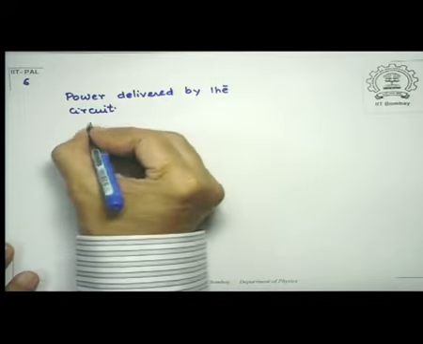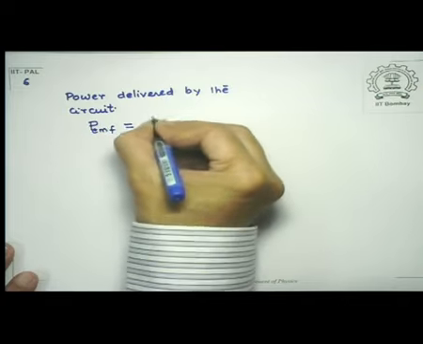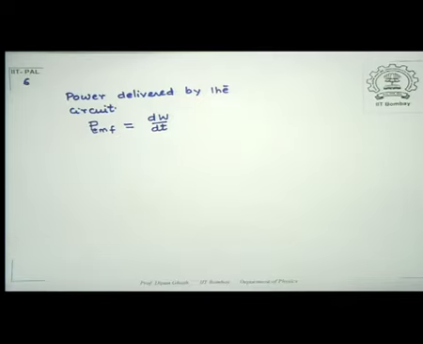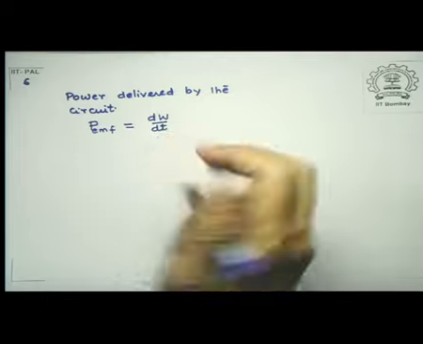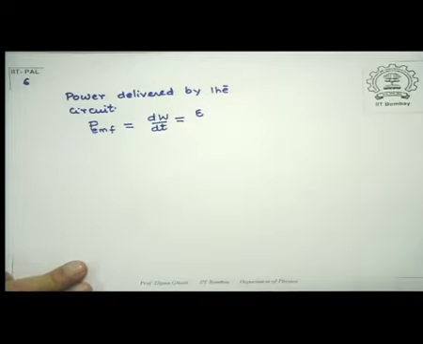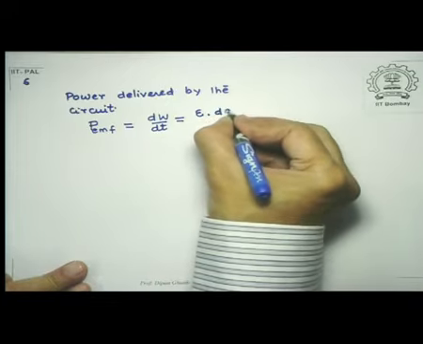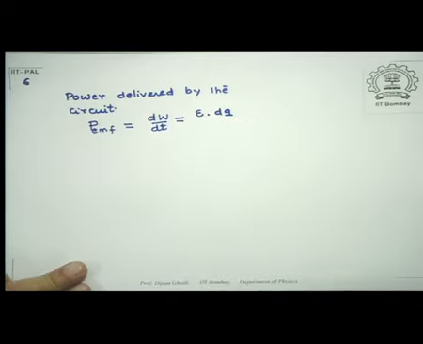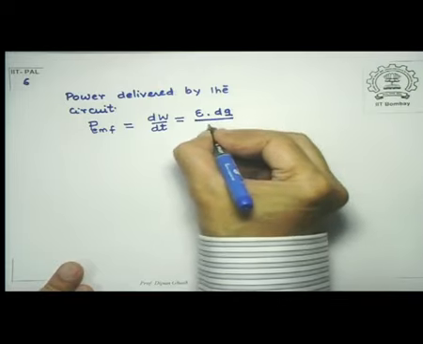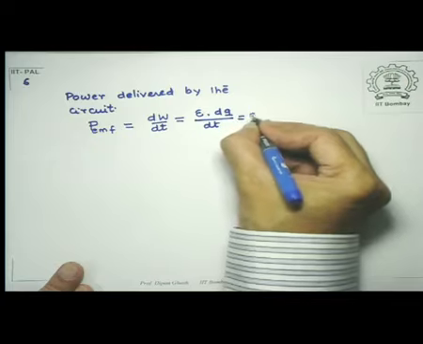Let's call this P of the battery, which I call P_EMF. That's equal to dW by dt, the work done per unit time. But dW is nothing but the EMF times dq, the amount of charge that has been lifted through this potential barrier, divided by dt. But if you recall, dq by dt is nothing but the current, so it is E times I.